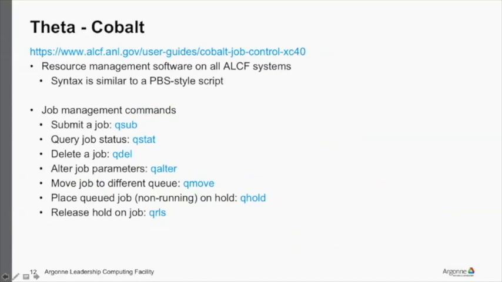So continuing on with Cobalt, this is the resource management software that we use on the ALCF systems, across all of the systems. It does have syntax that is similar to PBS style scripts, and you may be familiar with some of these commands. If you want to submit a job, you can use the qsub command. And I'll comment that all of these have man pages that you can look at for additional detail. You can query the status of your job with qstat. You can delete a job with qdel, followed by the job ID. You can alter the parameters of a job using qalter.